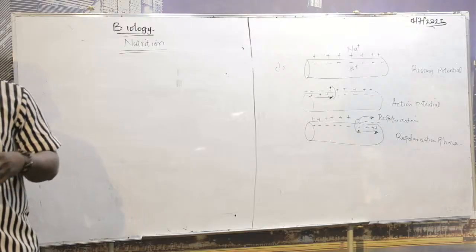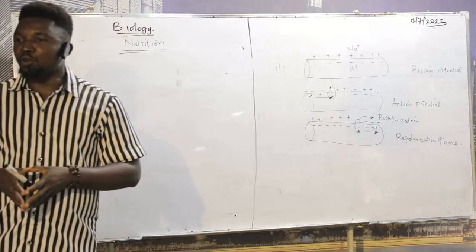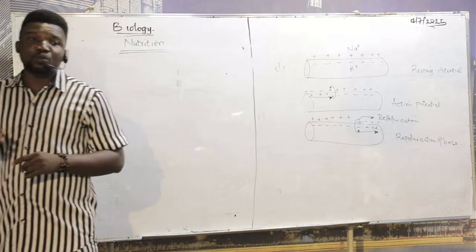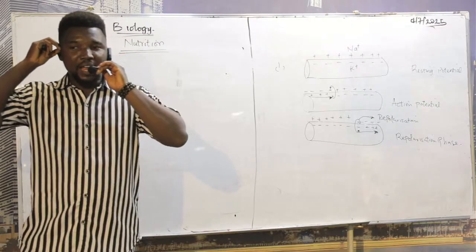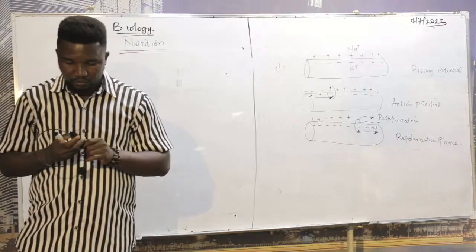Now, in nutrition, we have two types, autotrophic and heterotrophic. In our next class, I think we'll continue from where we stop. Bye-bye.